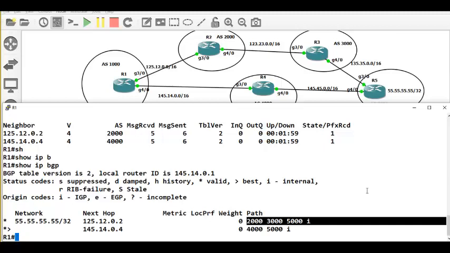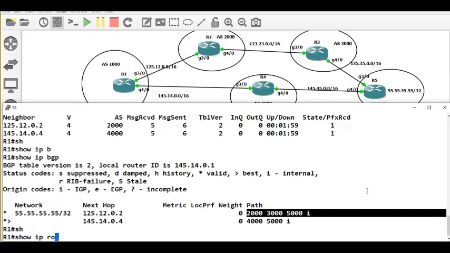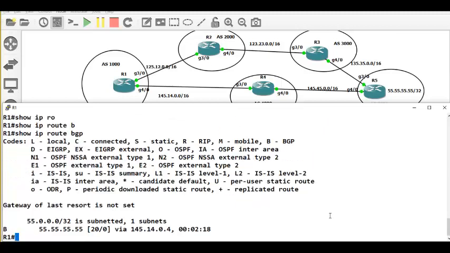So router 1 decided to go via router 4. You can check that in the routing table. Show IP route BGP. You see? It is going via router 4. Goes via router 4.